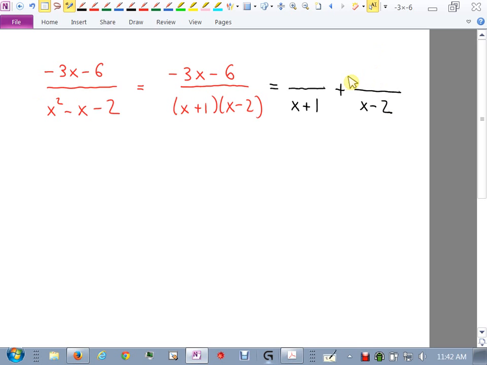What we don't know is the numbers on top, right? We don't know what those are. So we're going to represent them with letters, capital A and capital B. Our goal is to try and figure out what A and B are.